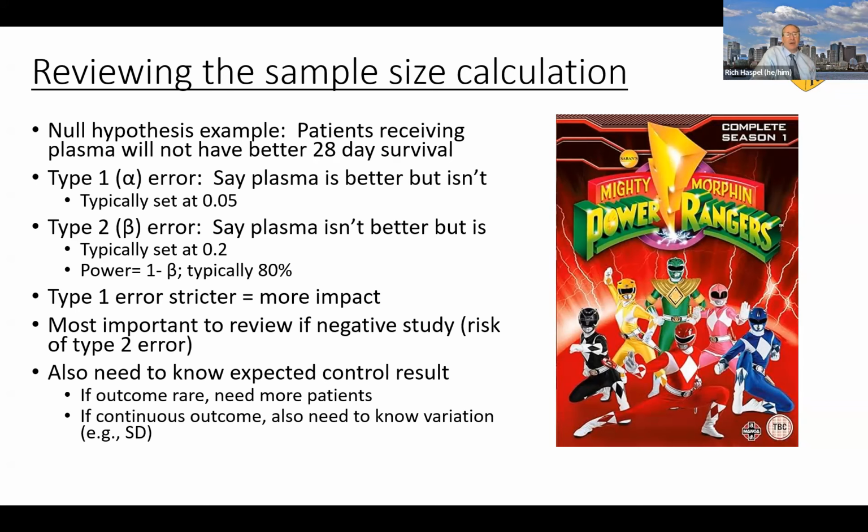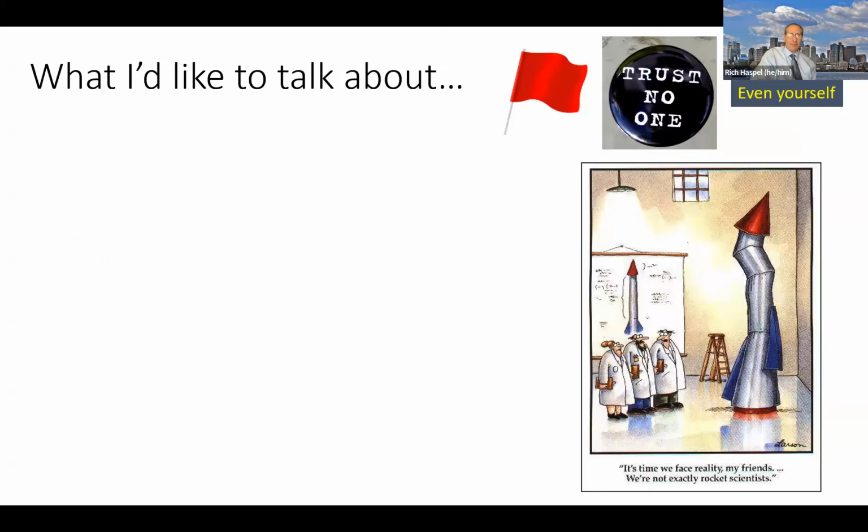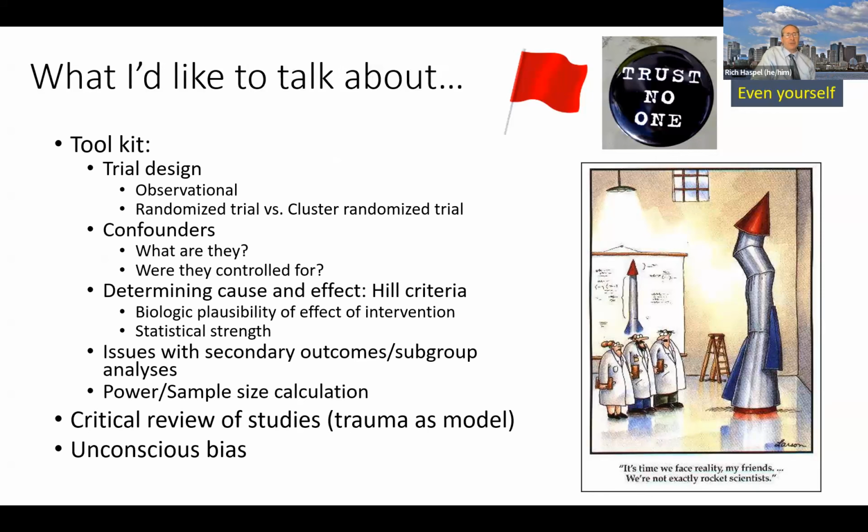Also, for continuous outcomes, you need to know the level of variation. Like if it's a creatinine, what's the standard deviation? Okay, so that's a little bit of the toolkit. So now let's go into some studies and try to apply some of this stuff.